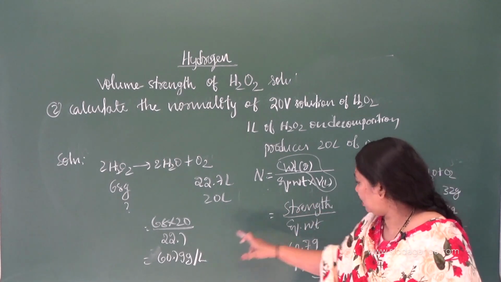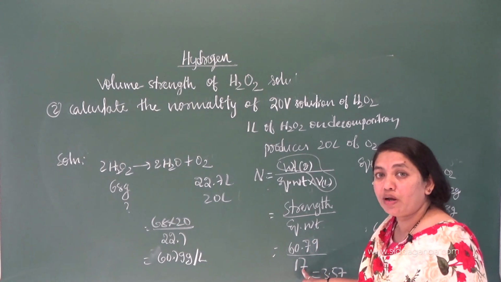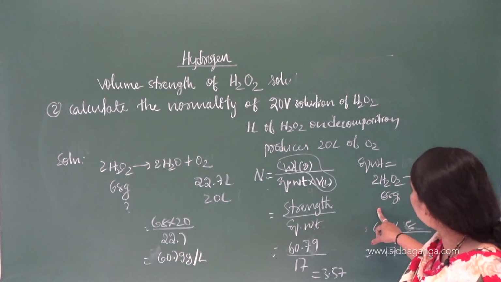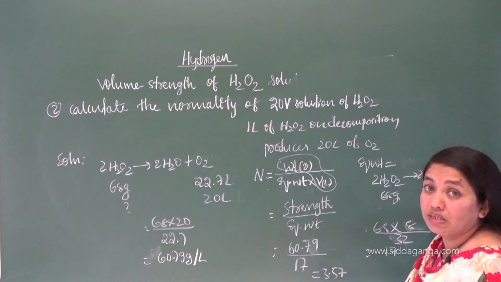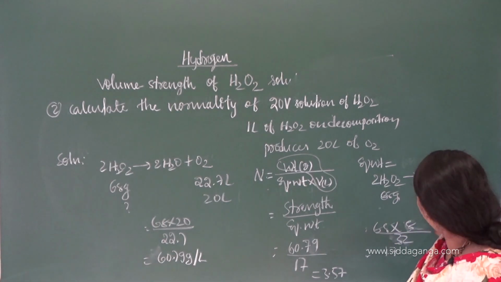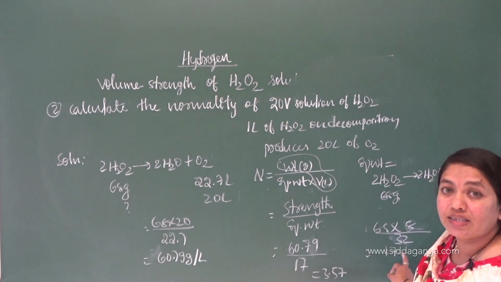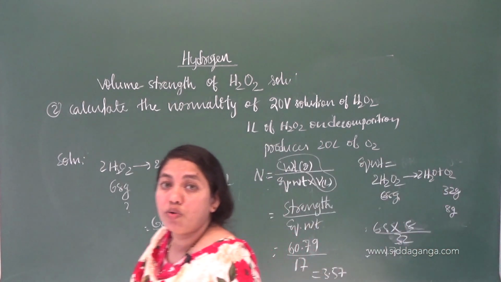Substitute the strength you got, and the equivalent weight of hydrogen peroxide is 17. How did we get that? That I have shown here. Simple concept. Same equation, 68 grams, molar mass of oxygen is 32. How much for 8 parts? If you simplify, you get 17. So that is the concept. If you want, you can note this down also.